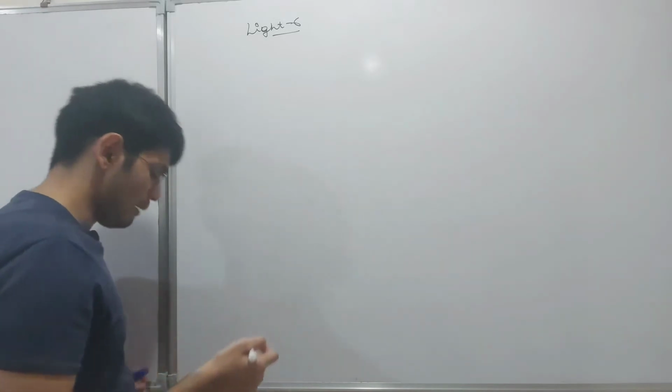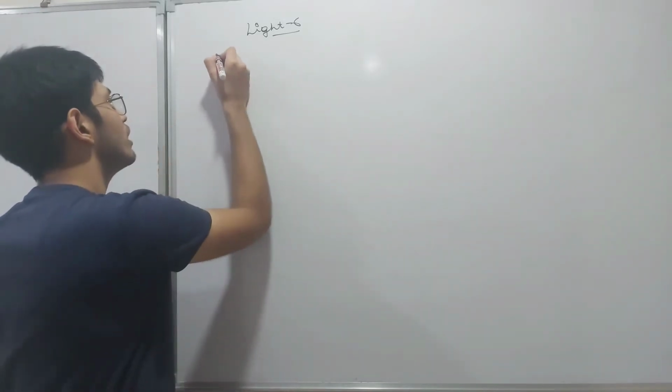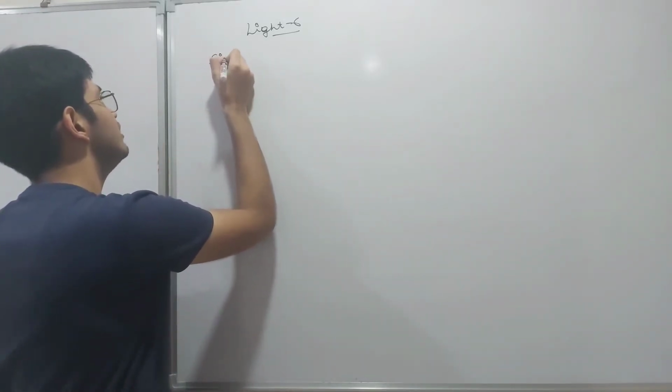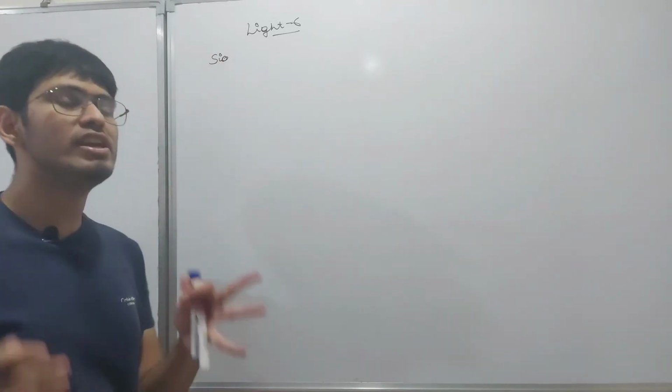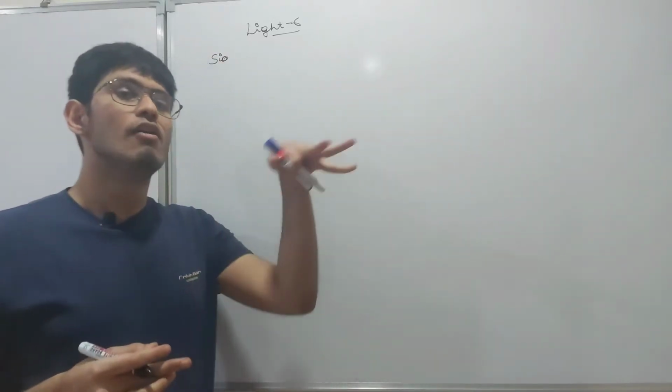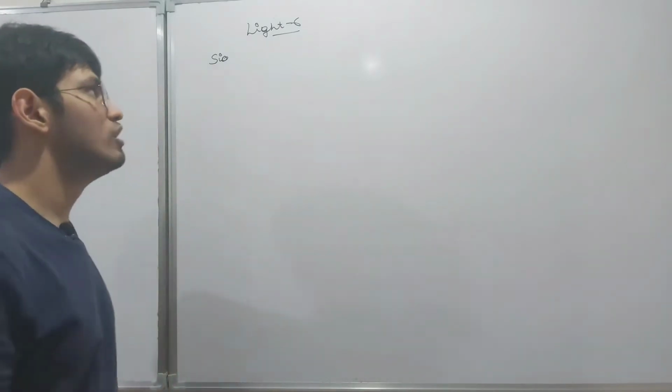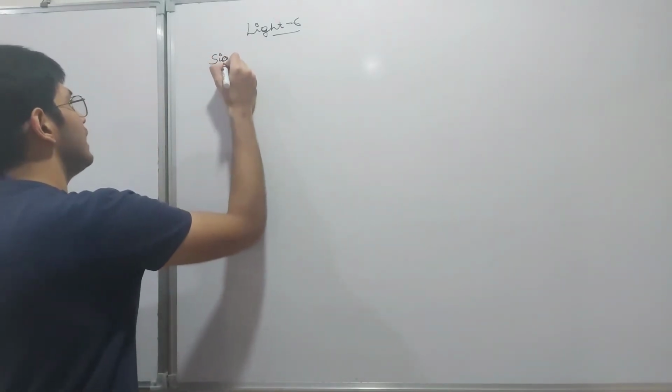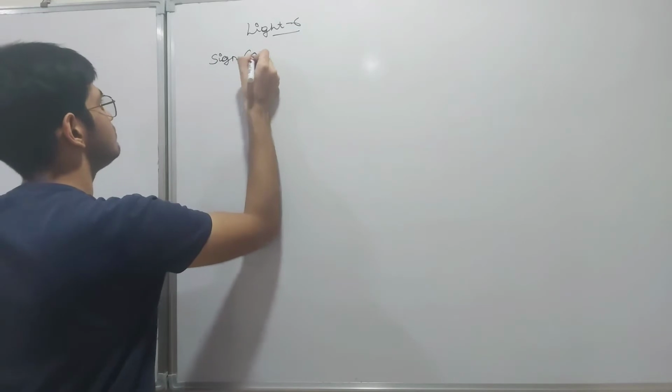Firstly, we will discuss the sign convention. Okay, we are going to deal with the sign convention when we are forming the image from a concave or a convex mirror or a spherical mirror. Okay, so sign convention.